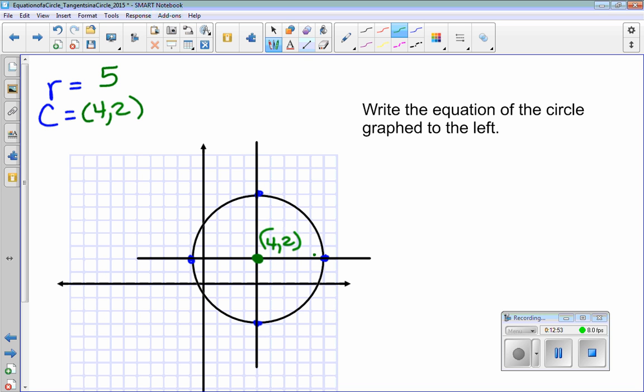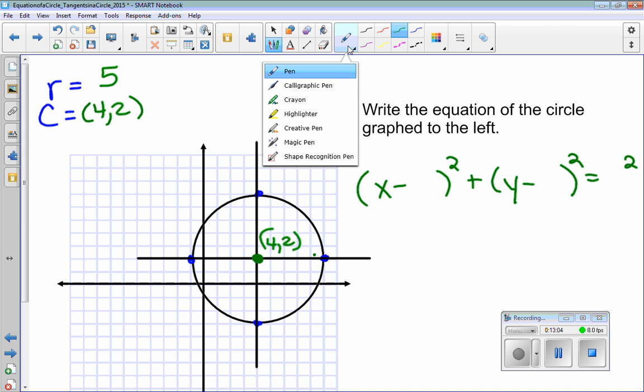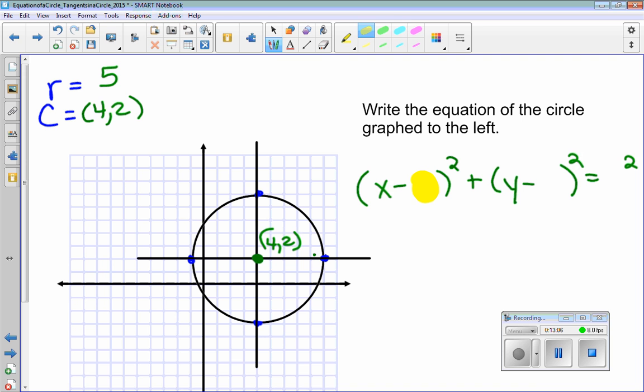All right, let's write the equation. What am I going to say? X minus something squared plus y minus something squared equals something squared. So the numbers you're filling in are here, here, and here. X minus 4 squared plus y minus 2 squared equals 5 squared. Now, if there were a negative in the center at all, wouldn't these become positives over there? Just make sure you're aware of that, okay?